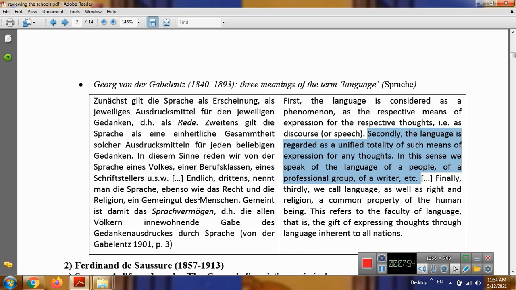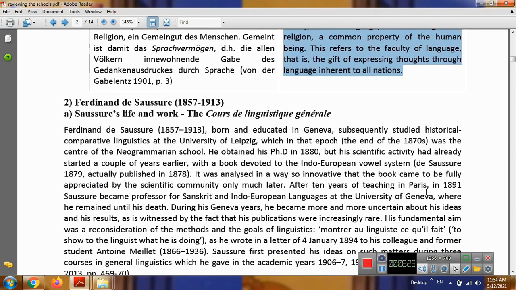Finally, thirdly, we call language, as well as right and religion, a common property of human beings. This refers to the faculty of language, that is, the gift of expressing thoughts through language, inherent to all nations. Here we read about the three meanings of the term language.